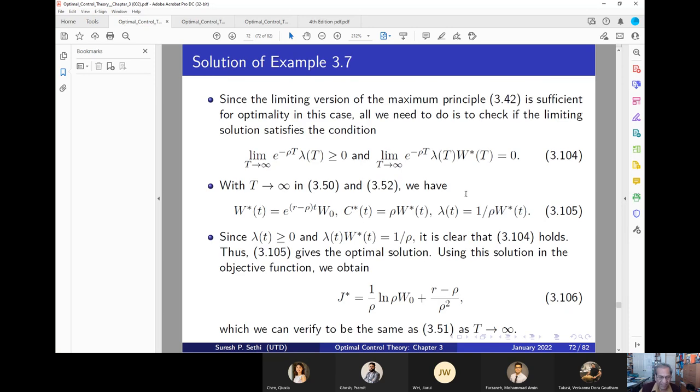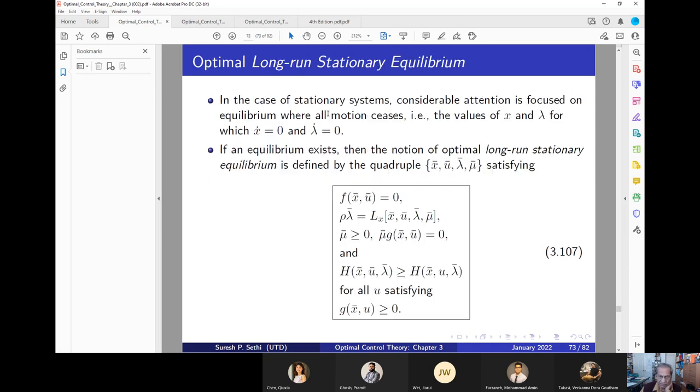So here everything is hunky-dory, problems are good. And we can take the limit, we solve the problem, we can find the J star, so the problem is solved. So this is one part that we do.